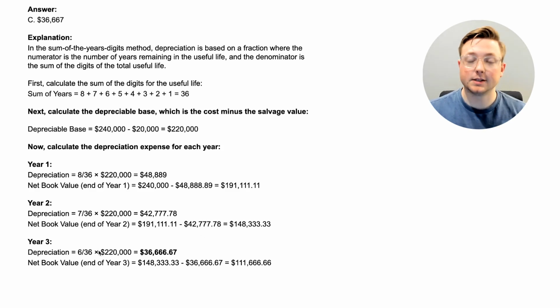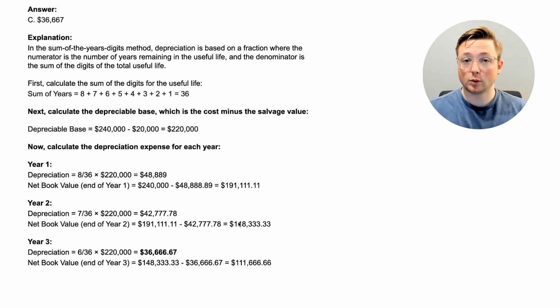Now we can finally get to year 3. We had to do all that to be able to know what year 3 was going to be. Year 3, again, there's still 6 years left of depreciation. So 6 divided by 36 multiplied by $220,000 is $36,666.67, or really, maybe rounded up to $67. And that would give you the net book value of $111,666.66. Now, that wasn't what the question was. We didn't need to know the net book value of year 3.